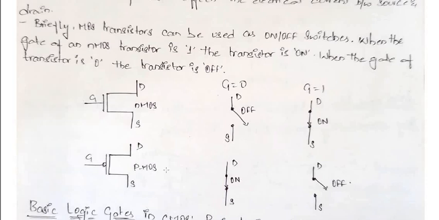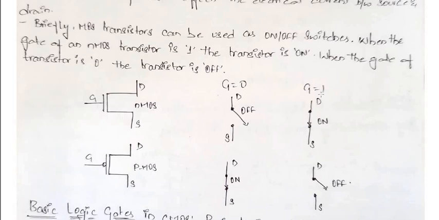So your transistors can be used as switches. This is what we are going to say in this topic, that these transistors can be used as on-off switches. When the gate of an NMOS transistor is given 1, it will be in the on condition. When the input given is 0, it will be in the off condition. When you give the input as 1 in your PMOS transistor, it will be off. When you give 0, it will be in the on condition. So this is how your MOS transistors can be used as switches.